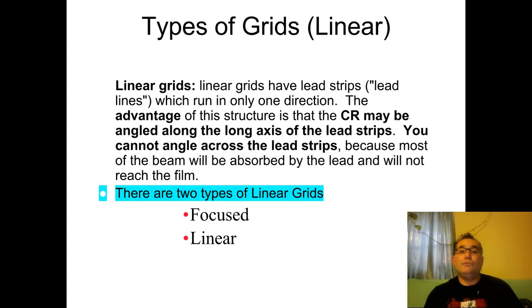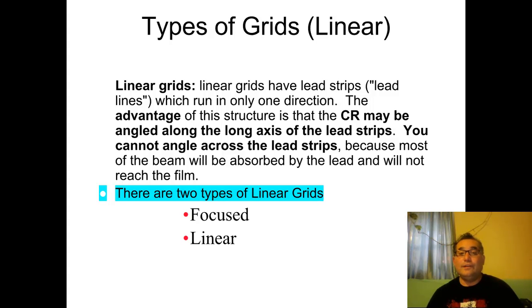But when we speak about grids, we want to get more particular, right? We want to talk about grids from two factors, really two types. There is a focused grid, and then there is a linear grid. Linear grids are grids that have their lead strips running in only one direction. If we take a cassette, like a 14 by 17, and hold it in front of us so that the long side goes from our left hand to our right hand, imagine many, many lines going through that cassette, or that grid, excuse me.